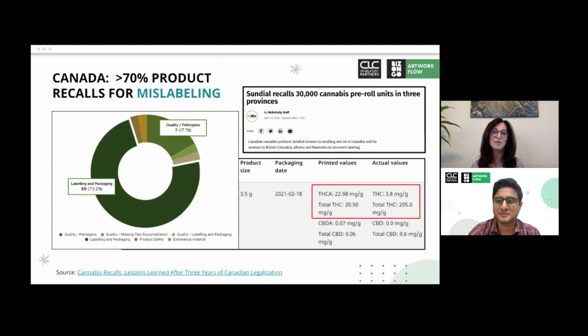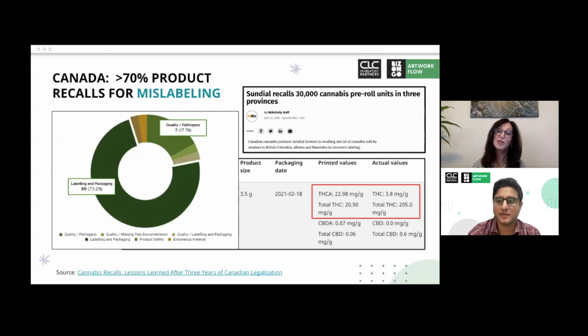And you can see a headline there, and there's just a screenshot from an actual mislabel where you can see the difference in the decimal point between the printed values and the actual values is significant. I think the difference looks like 20.50 and 205.0. Very, very significant. Right. And of course, again, compromises patient safety, causes tremendous cost for the companies.